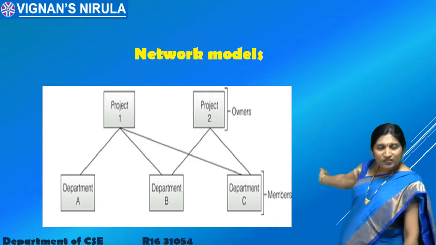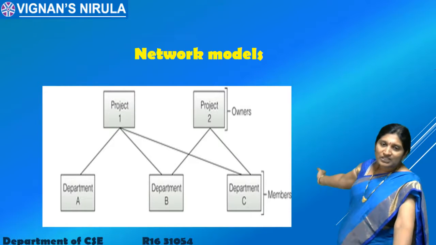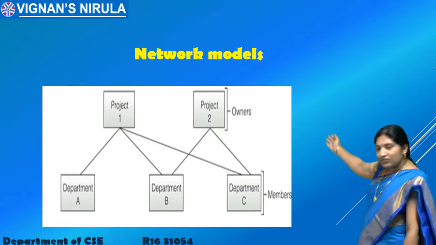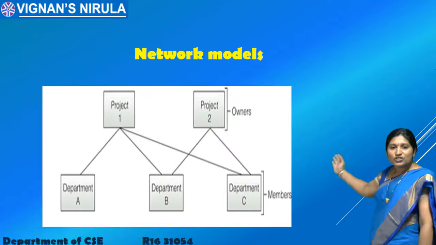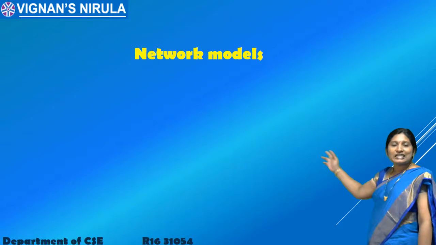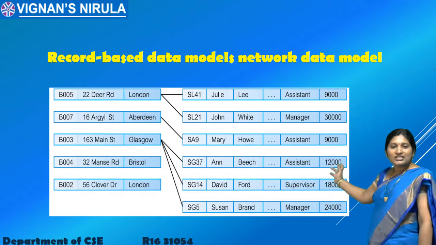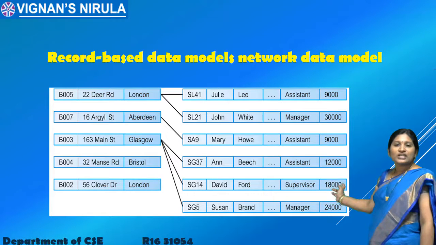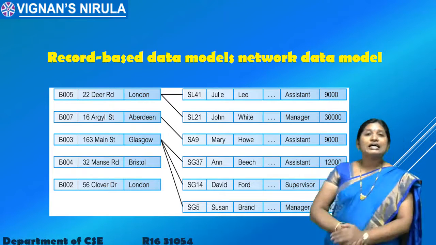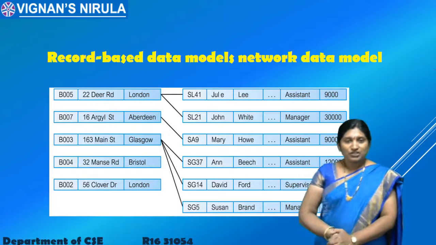So see the example for the record based network model also. The first record is related with two records. B005 is related with SL41 and SL21, which have been represented by means of the direct class. B007 is connected with SE9. B003 is connected with SG34, SG14 and SG5. Like that we are establishing one-to-one, many-to-many or one-to-many relationships among the data items, which have been represented by the arcs and totally form a network structure.